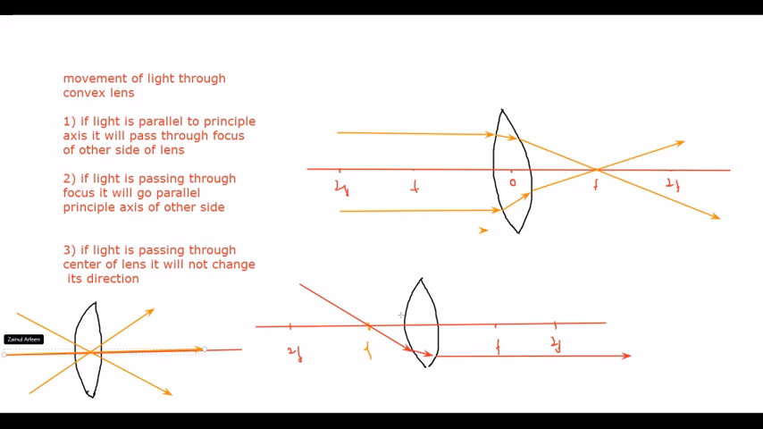I want you to copy this part and remember these directions. If light is parallel, it will pass through the focus. If it is passing through the focus, it will go parallel. And if it is passing through the center of the lens, then without any change in direction, it will pass straight.